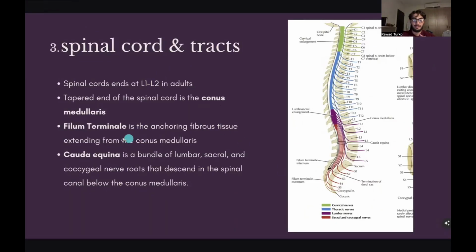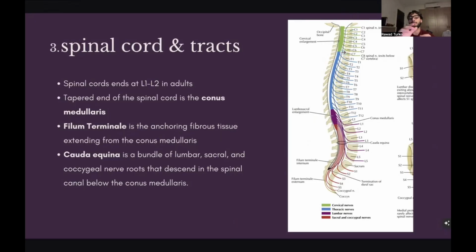So again, it's extending from the conus medullaris, as we mentioned, and you have the cauda equina. It's all the rest of the spinal nerve roots that have to exit and innervate the rest of the lower body. Since it ends at level L1 to L2, the cauda equina, or the horsetail, that's what cauda equina means, is basically just the remaining spinal nerve roots that have to exit out of this level.